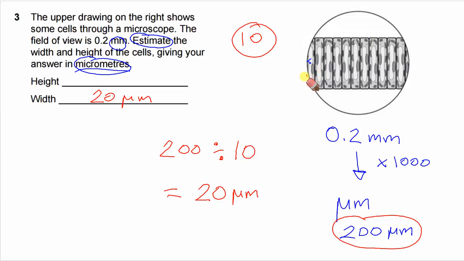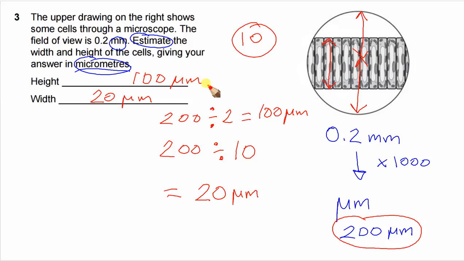Let's rub this out, make some space for ourselves. So now we're going to have a look at the height. So here's the height here. How many lengths of this plant cell can we fit in the field of view? Well, I would estimate we'd fit 2 in there. So this time you've got 200 divided by 2. So we estimate that they're 100 micrometers in length. And that's how we use field of view to estimate sizes. Pretty straightforward when you know how.